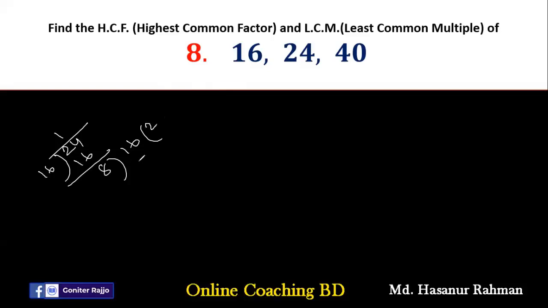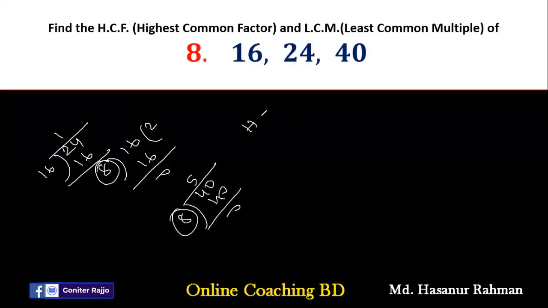Then we'll get 8 twos are 16. So this 8 is the HCF of 16 and 24. Now we have to divide this 40 by 8. Look at this, 8 fives are 40. So we can easily say this one, HCF will be 8. Okay, now another one: 16, 24, 40.